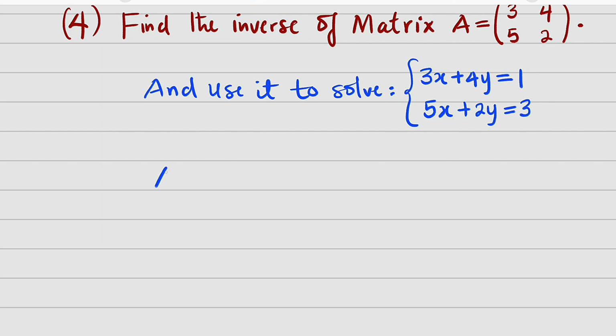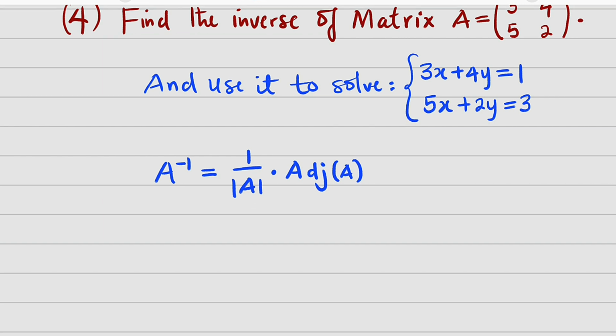The inverse of this matrix is denoted by A inverse, which is simply equal to 1 divided by the determinant of the matrix A multiplied by the adjoint of this matrix A. So let us go ahead and find two things. Find the determinant, take the reciprocal and multiply by the adjoint of the same matrix. So let's start with the determinant.